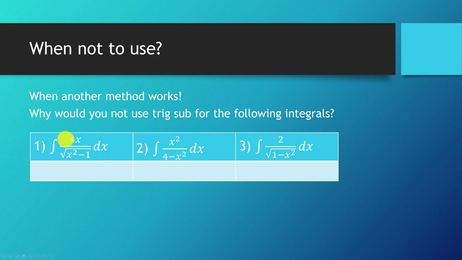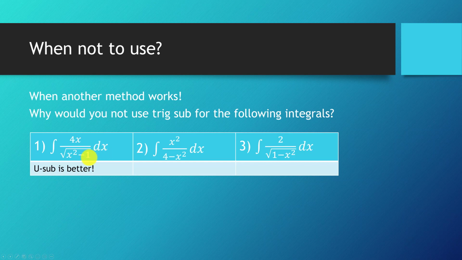Let's look at number 1, 4x over square root x squared minus 1. Well, for this, you could do u sub. You could just say u equals x squared minus 1, du is 2x, and then solve it from there instead.